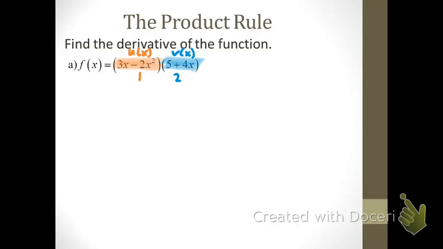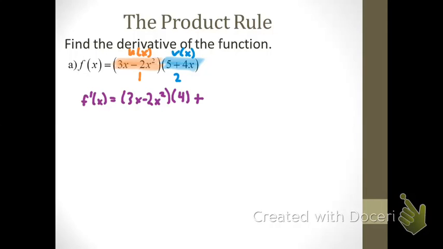Now let's do that. So we're going to say that f prime of x is equal to, and we're going to start with 1d2. For the 1 part of that, we're just going to rewrite the first function, 3x minus 2x squared. And then we're going to multiply that by the derivative of the second function. And the derivative of 5 plus 4x is simply 4. And then we'll put our addition sign.